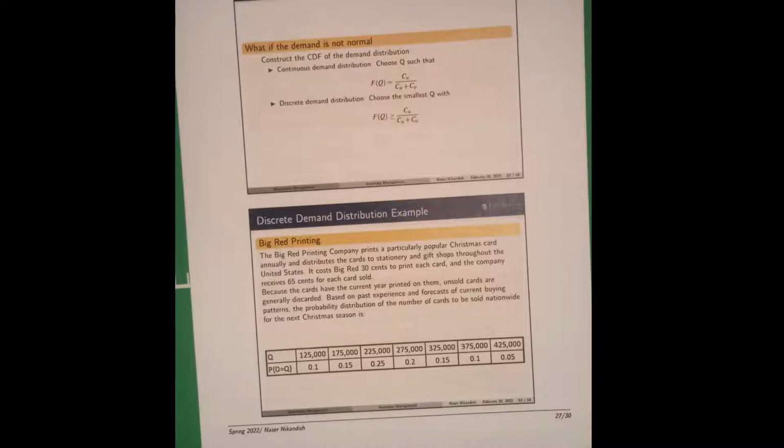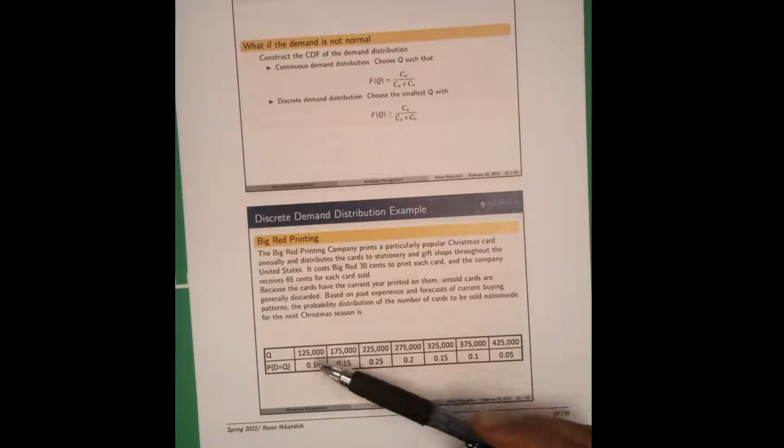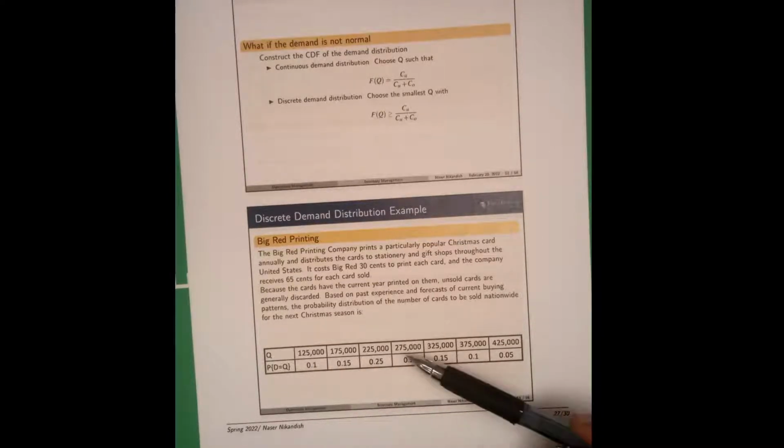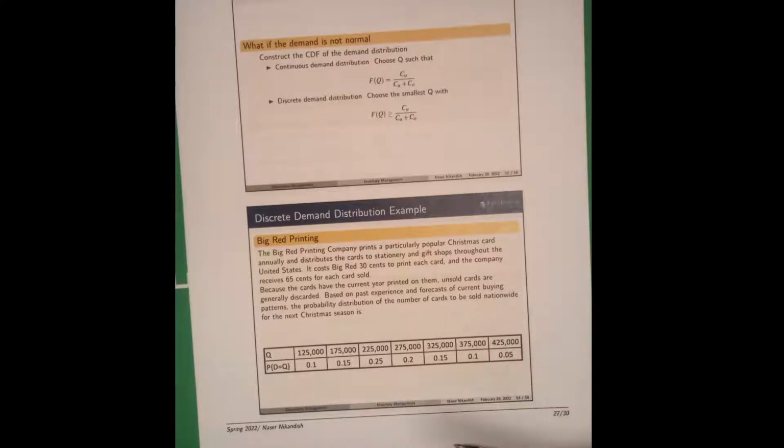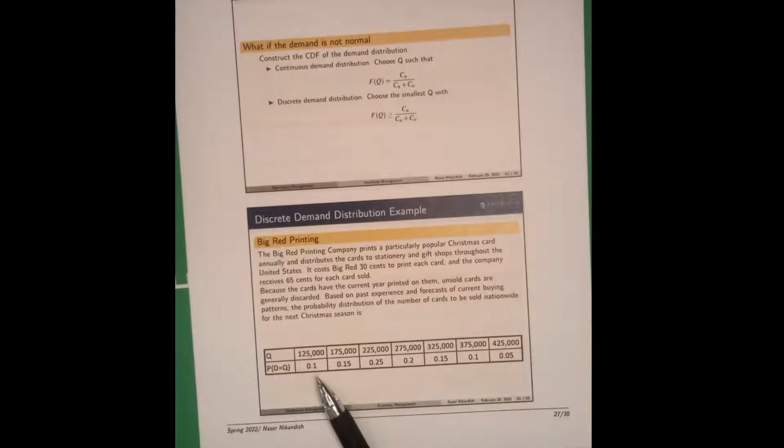All right. If you read the problem, it says we are selling cards for Christmas, and these are the possible values of demand: 125K, 175, 225, 275, 325, 375, and 425. There's nothing in between. Those are all possible values of demand. What are the probabilities of each of those? There's a 10% probability that I'm going to have demand equal to 125K. There is a 15% chance that my demand is going to be that much, and so on and so forth.